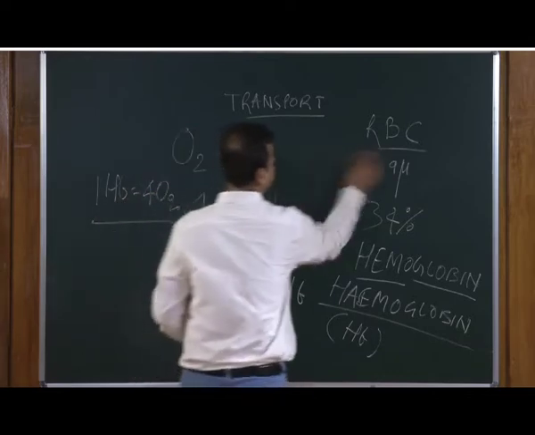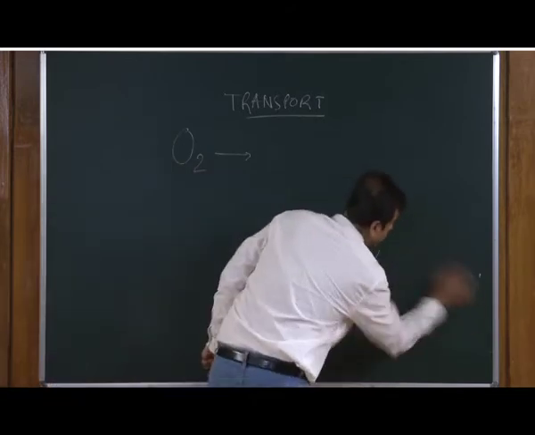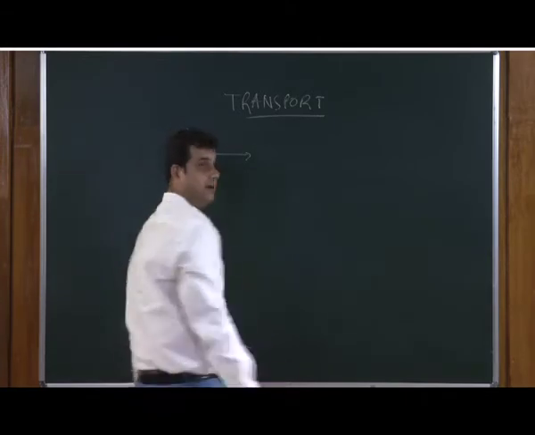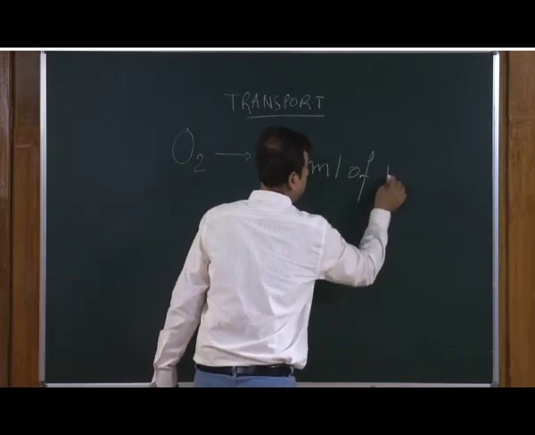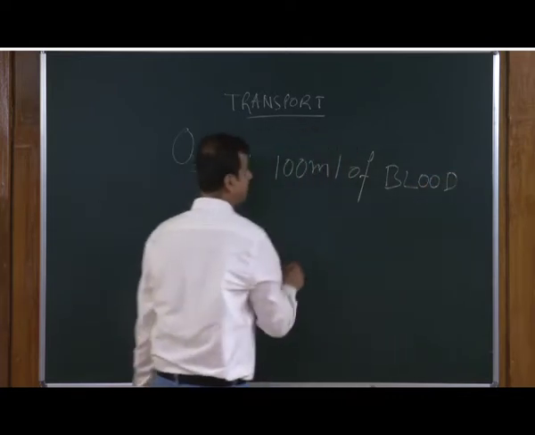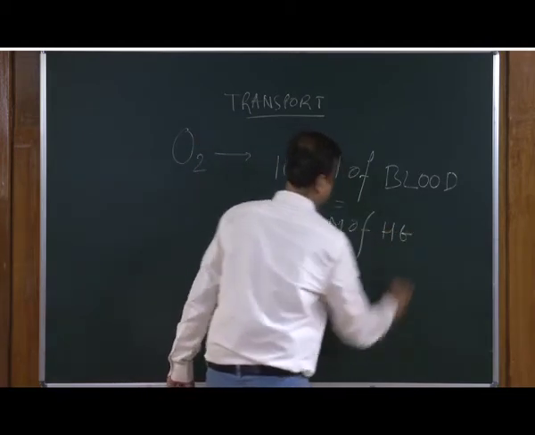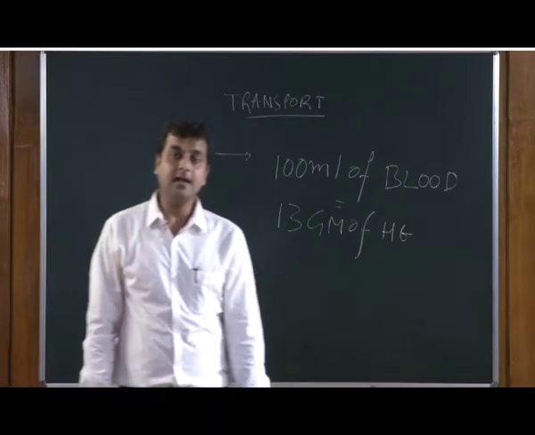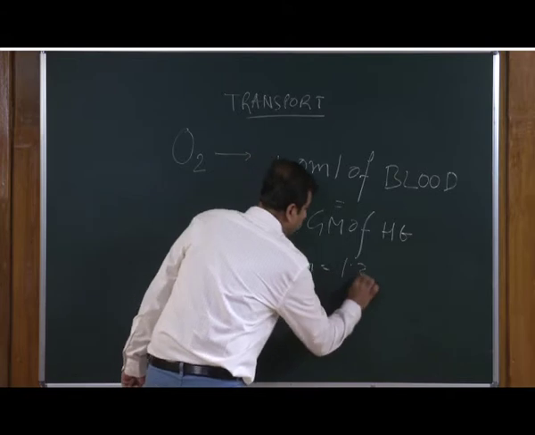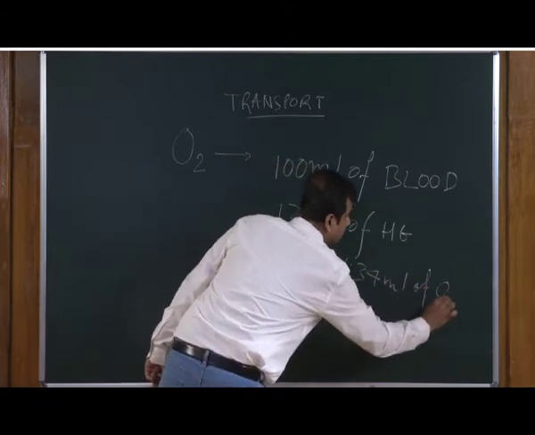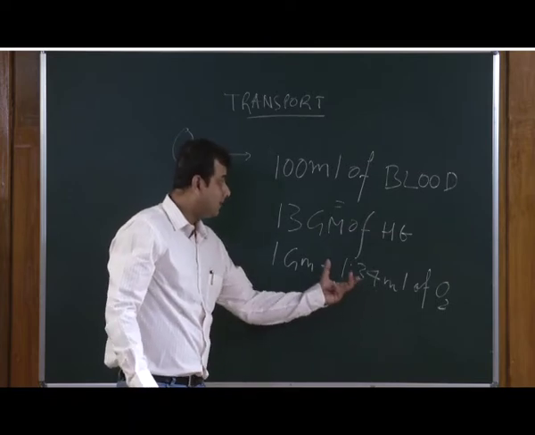So, this is in a nutshell about hemoglobin and its binding capacity. If we start looking into hemoglobin in terms of numbers, approximately 100 ml of human blood contains 13 gram of hemoglobin, and 1 gram of hemoglobin can bind approximately 1.34 ml of oxygen.